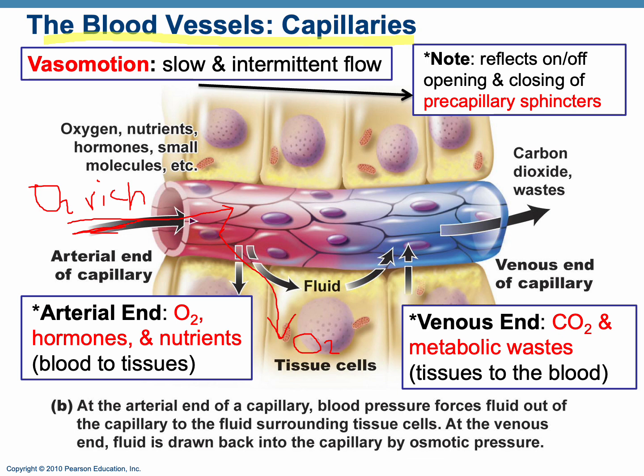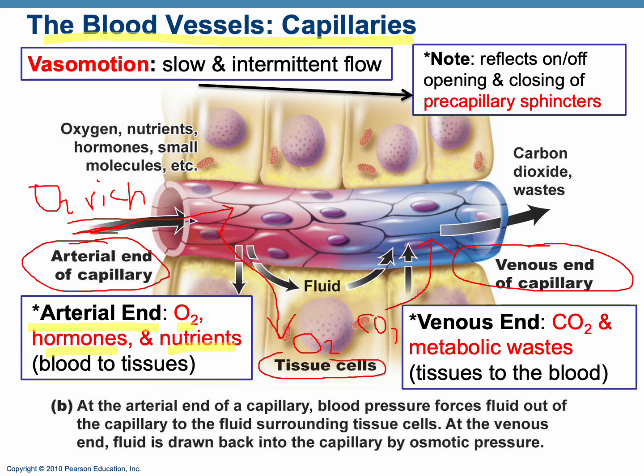And then in return, you have a buildup of carbon dioxide gas that's going to go out and go onto the venous end of the capillary. So you have an arterial end of the capillary and a venous end of the capillary. So the arterial end ultimately is transporting the oxygen like I've shown you, but also don't forget hormones and nutrients. And ultimately all of these items go to the tissue cells that are nearby.